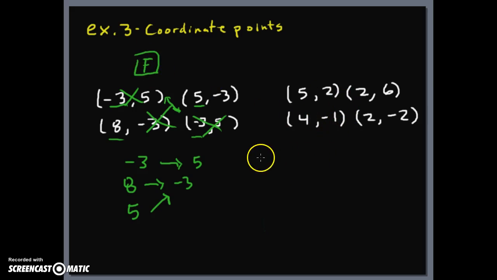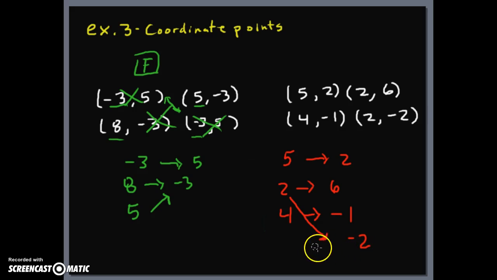Now this example over here to the right, look at the input values, look at the output values. So we've got the input value of 5 paired to the output value of 2. We've got the input value of 2 paired to the output value of 6. We've got 4 paired to negative 1. And we've got 2. I'm going to go ahead and erase this 2 because 2's already been written. We've got the input value 2, which is paired to the output of negative 2.